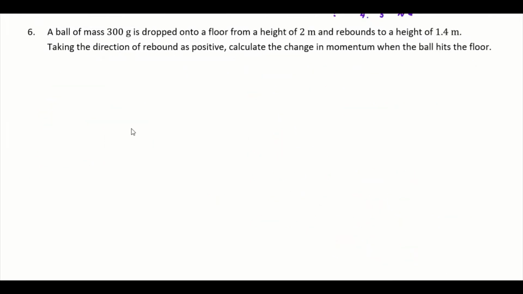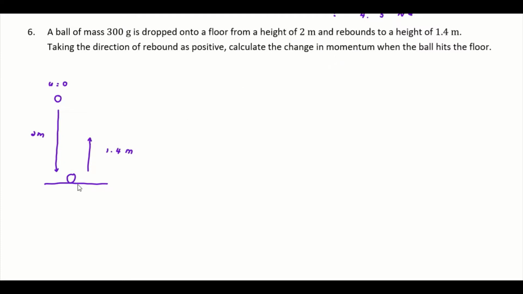Number 6, a ball of mass 300 gram is dropped onto a floor. We can assume that it's dropped from rest. So this is the ball, and the u is actually 0. It drops from a height of 2 meter. When the ball hits the ground, it rebounds to a height of 1.4 meter. Taking the direction of rebound as positive, calculate the change in momentum when the ball hits the ground.